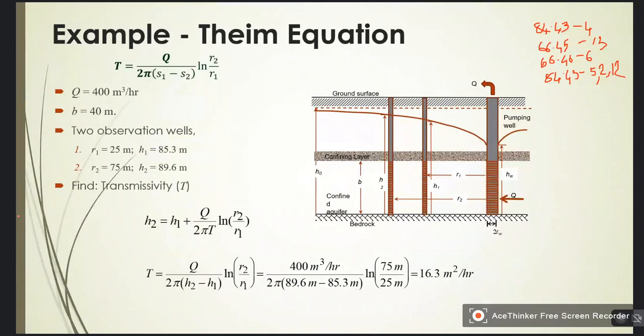Number 4, 5, 2, 4, 5, 12. Have you substituted R1 is equal to 20 or R1 is equal to 0.2? Come on, tell me. Number 2, 4, 5, 12.